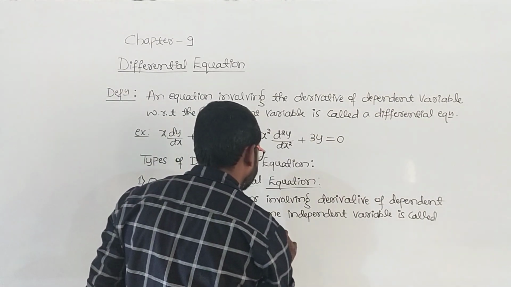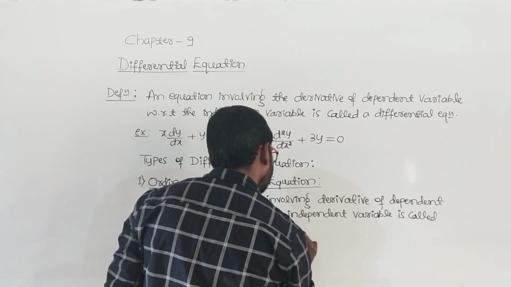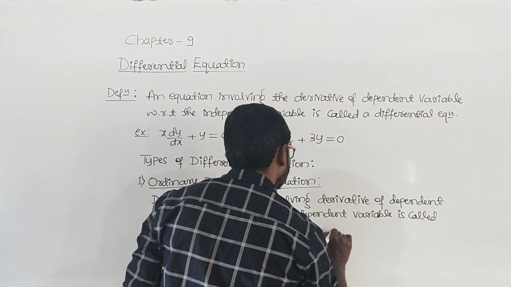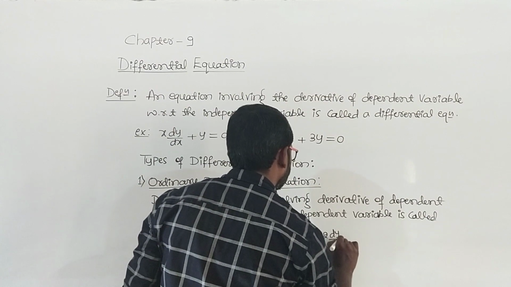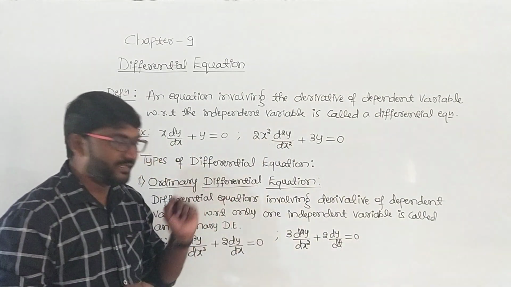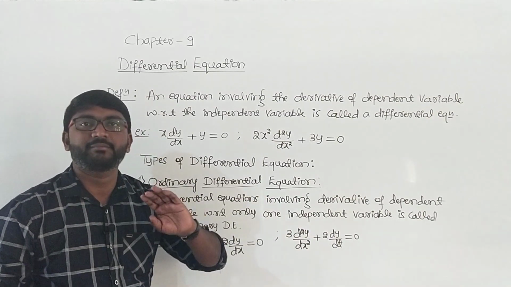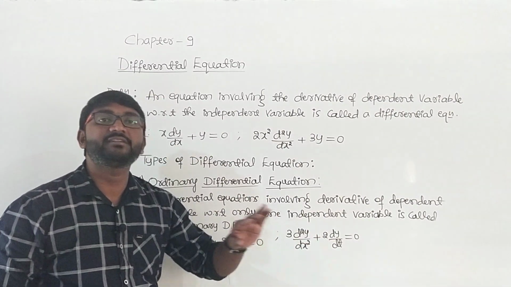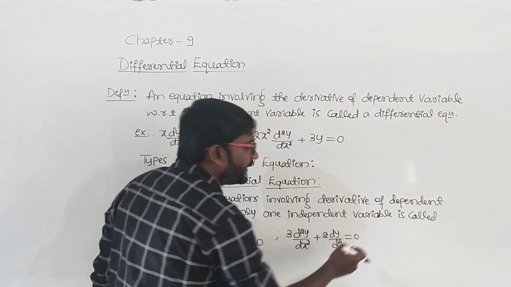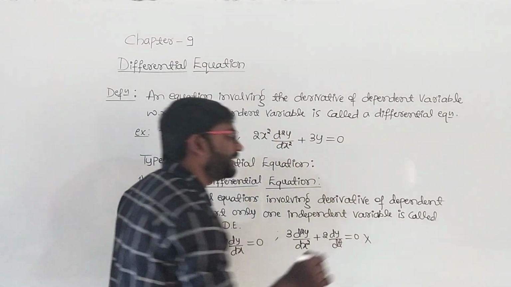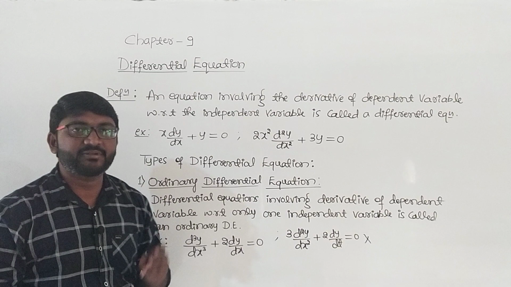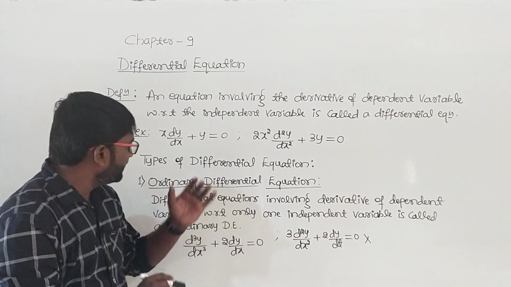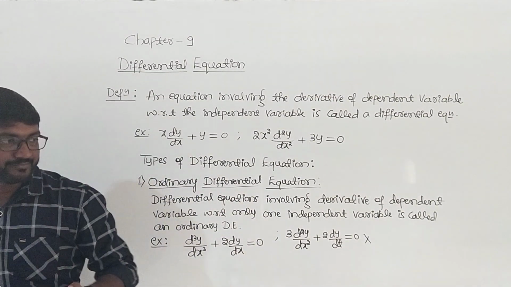In case you have an example like this, 3 d square y by dx square plus 2 times dy by dt equals 0. Here we have d square y by dx square, but here we have dy by dt. The independent variable is x here, and here it is t. So you are having more than one independent variable, that means this is not an ordinary differential equation. In this entire chapter we will be studying the ordinary differential equation. So note down this and then we'll discuss about partial differential equation.